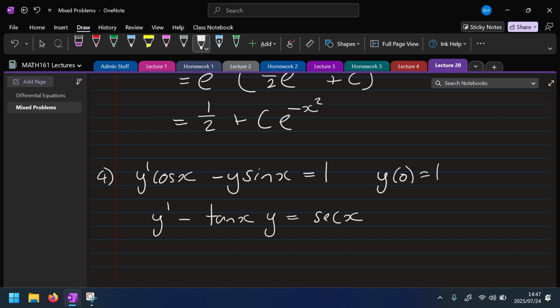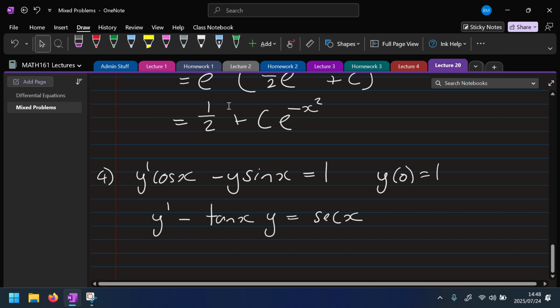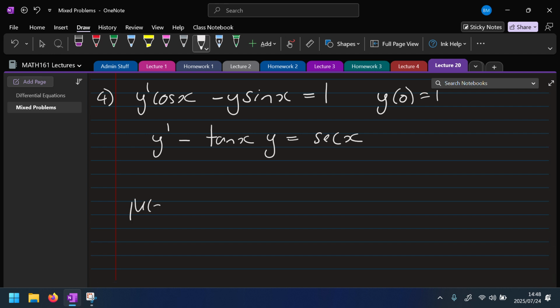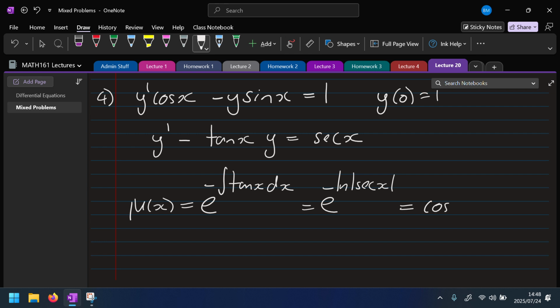So we can do step 1, find the integrating factor. Step 2, find y. The integrating factor will be e to the minus integral of tan x dx. That's e to the minus integral of tan, then ln sec, good. Then we can put the minus inside and we end up with cos. So the integrating factor is just going to be cos.